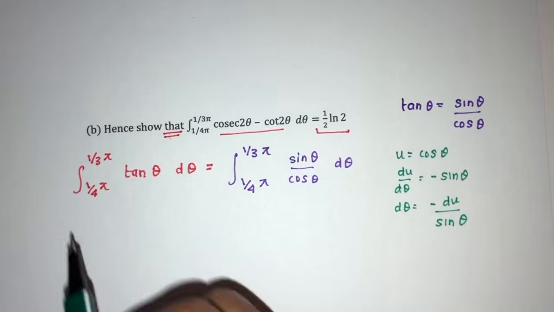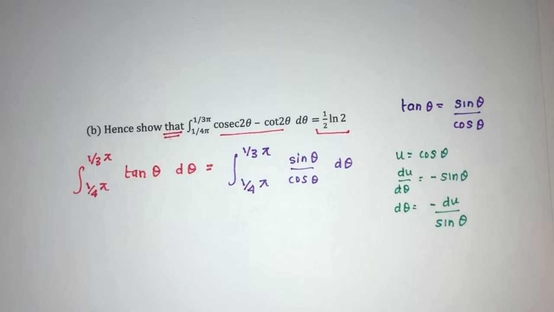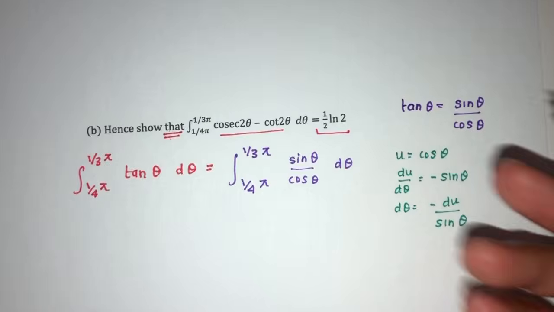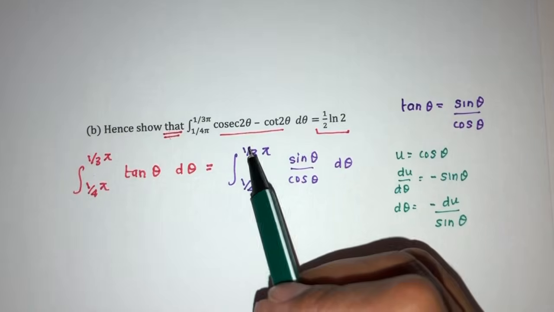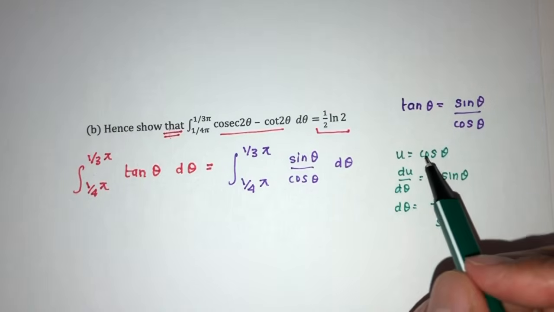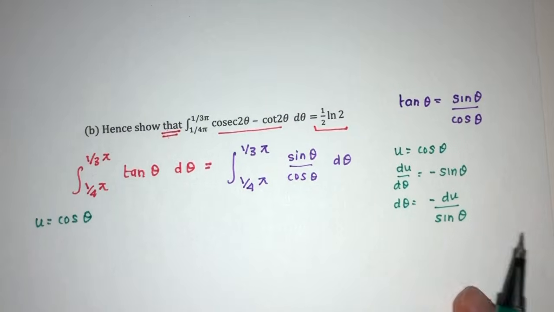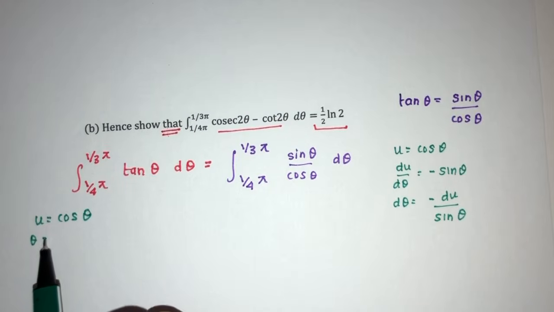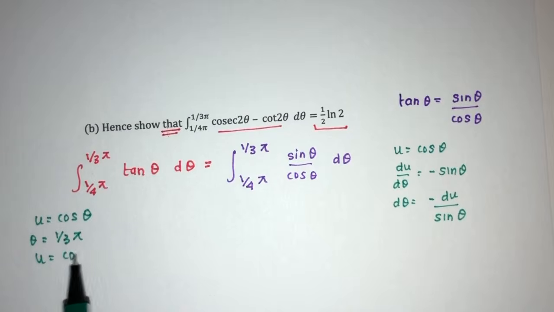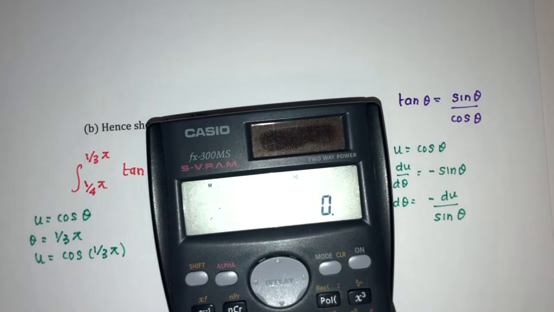So let's replace. Because we have changed the variable, we have to change the limits as well. Now we have u equal to cos theta. When theta is equal to pi over 3, u has to be what? Let's see what we get. Cos of pi over 3. We have to use radians here. That will be 0.5.